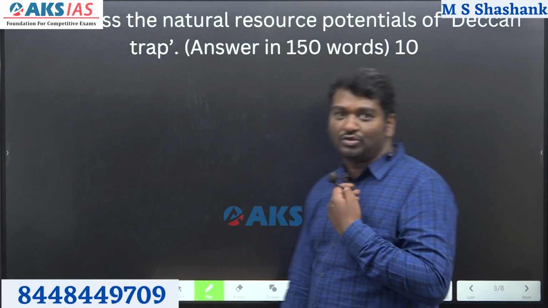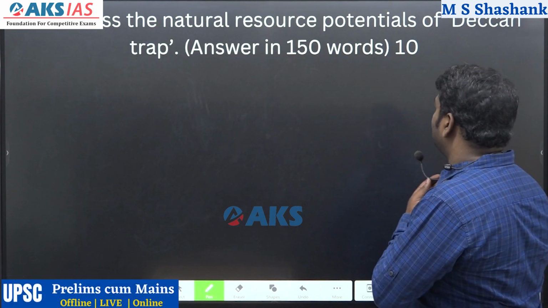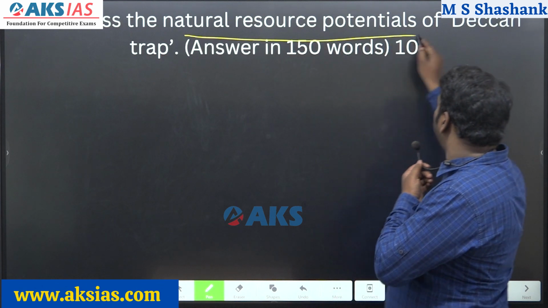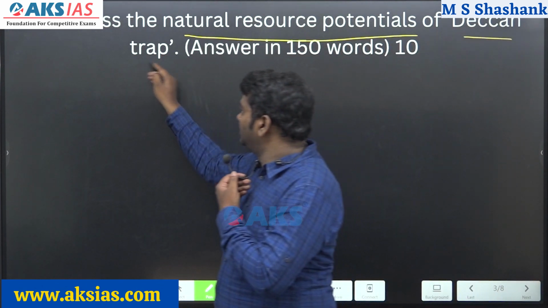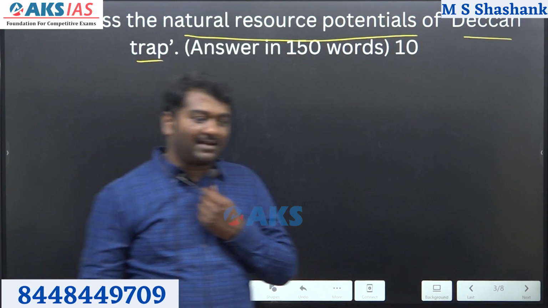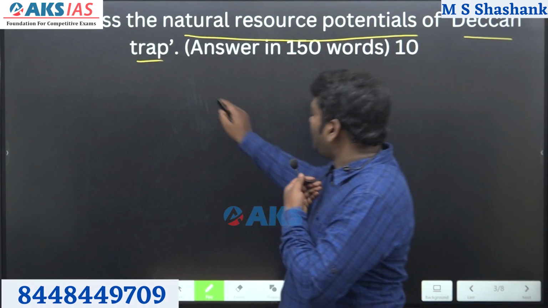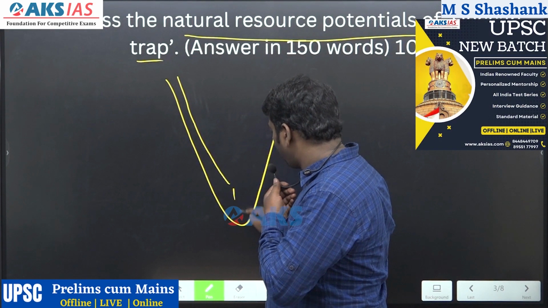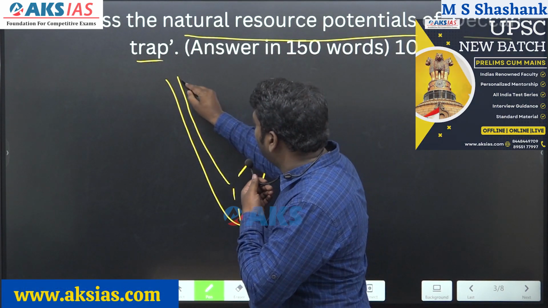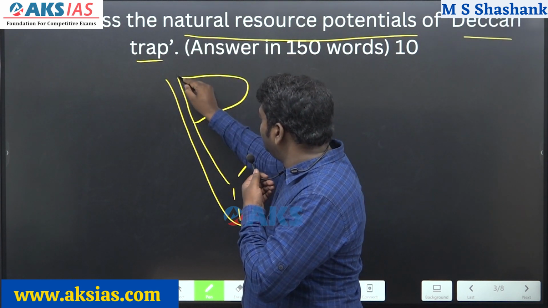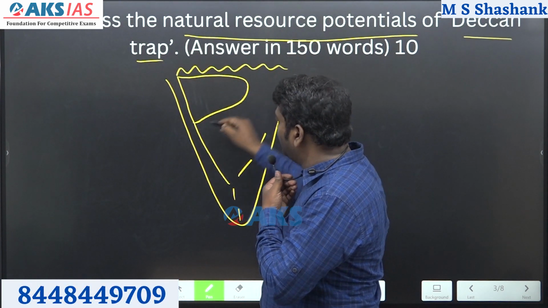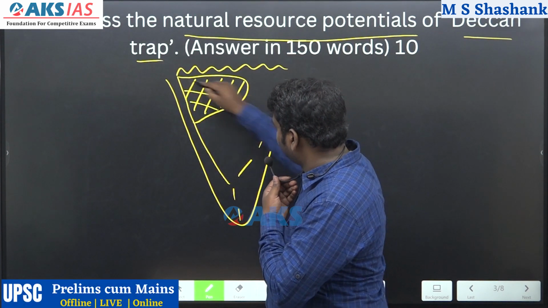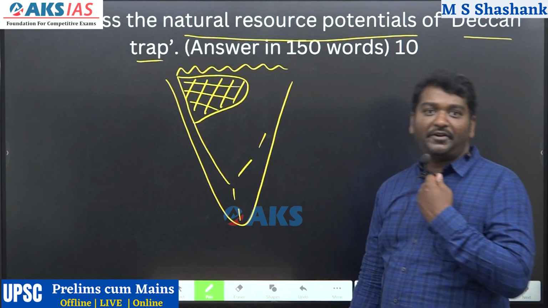This was a very good question, where you need to have some application. You see, guys, natural resource potentials of Deccan Trap. This is a beautiful question. Now, what exactly is Deccan Trap? In other words, if I take India, if I say Western Ghats, Maharashtra region below the Vindhyas and Satpuras, and the eastern side of the Western Ghats, you will have Deccan Trap, guys.